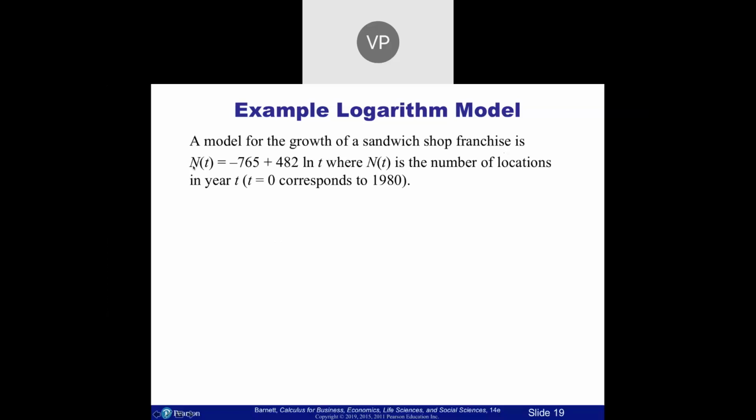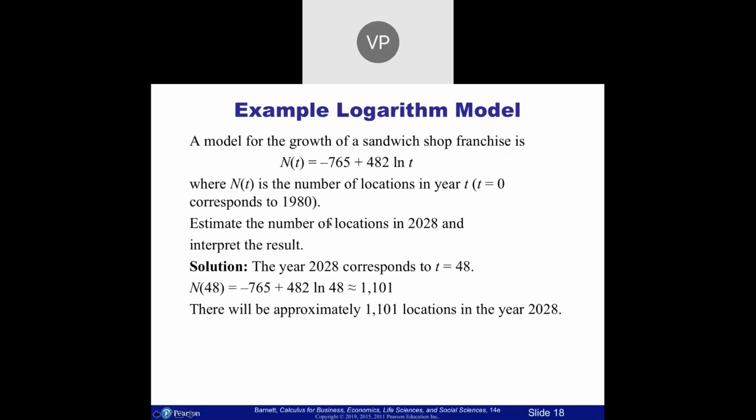Now we have, I believe, the same equation. Yeah, negative 765 plus 482 natural log of t, same thing. Now they want to know rate of change. So again, that's your indicator. That's the phrase that says go get the derivative. Whereas in this last problem, there is no mention of that. That's why we didn't get the derivative.